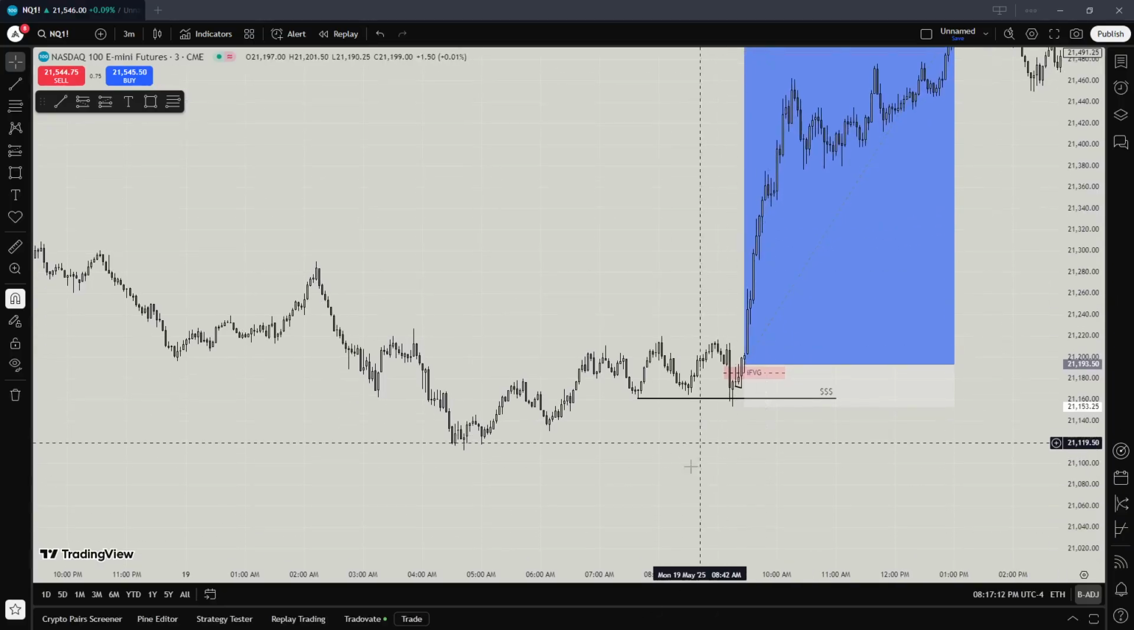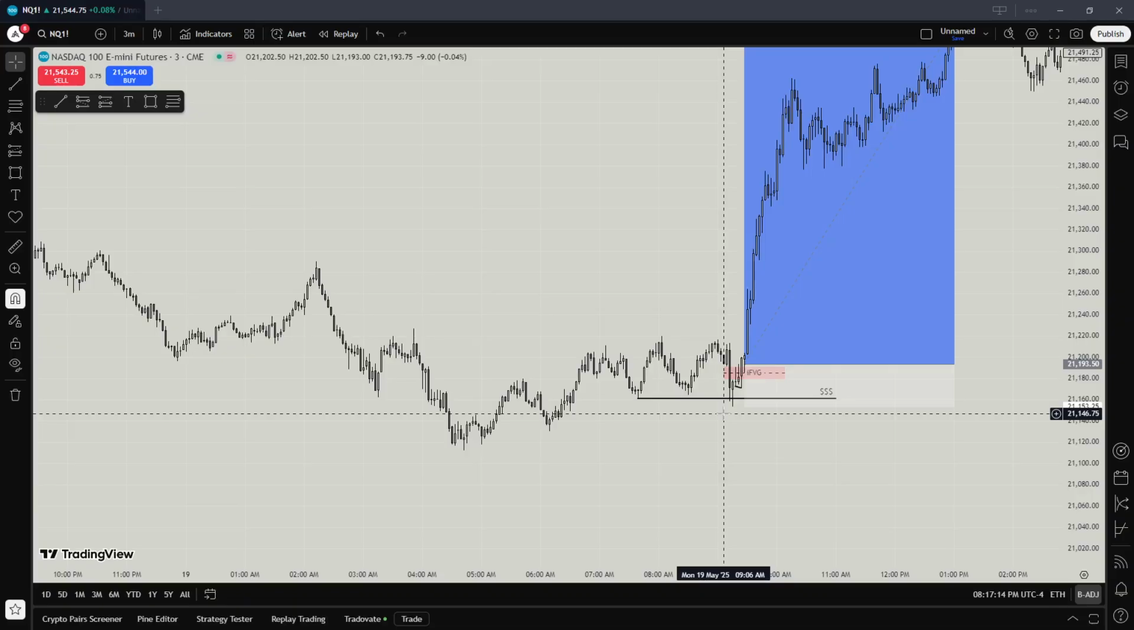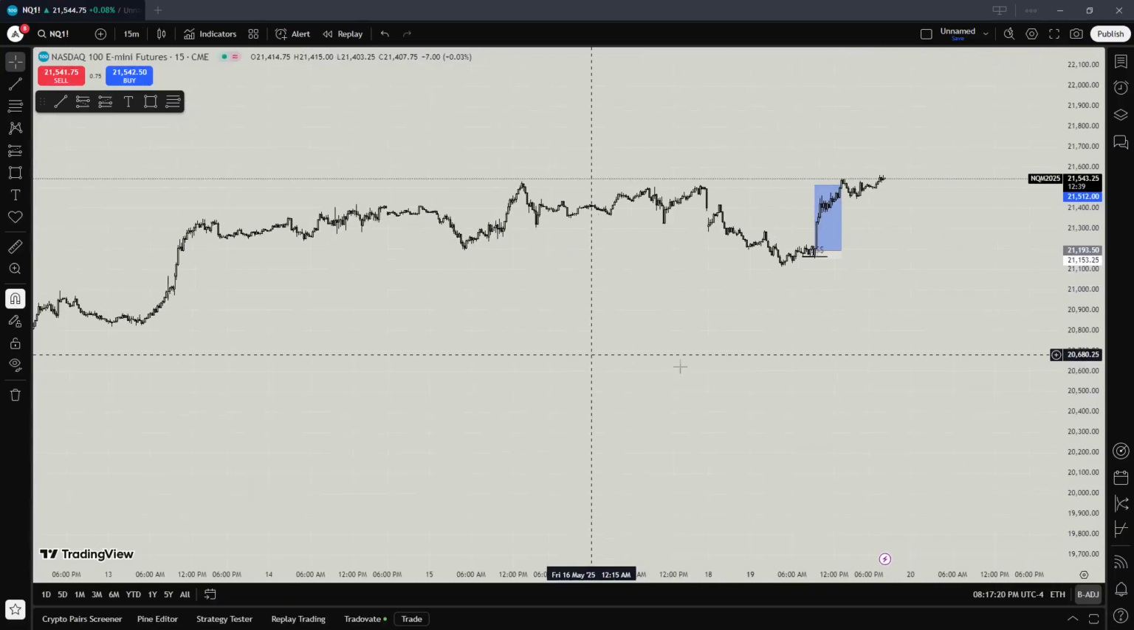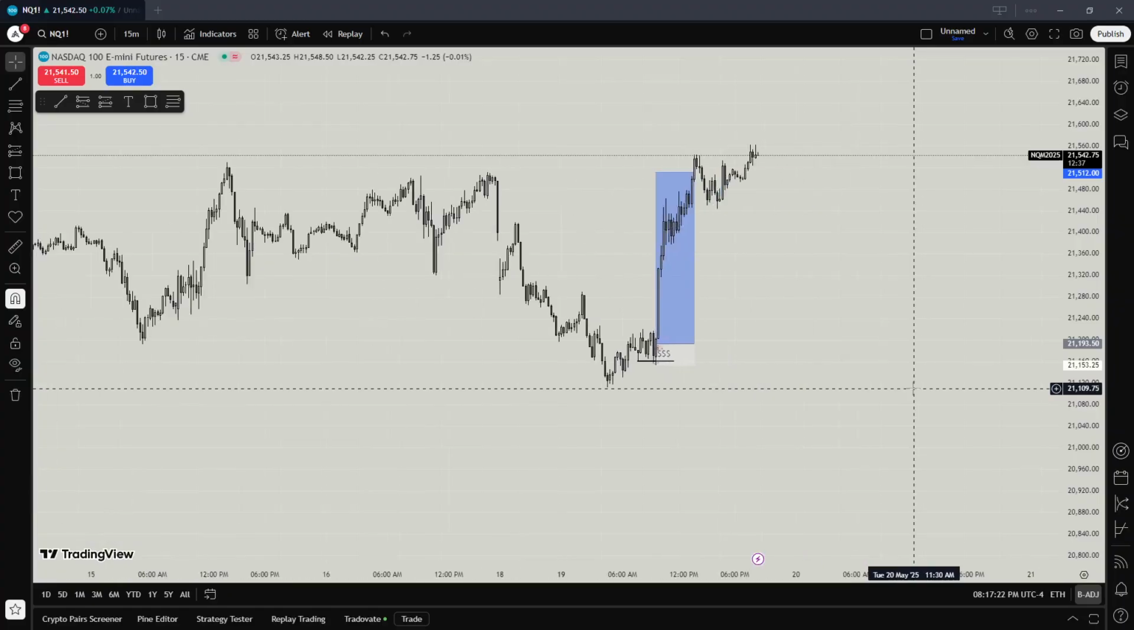Everything you need. You have a liquidity sweep. You're delivering from a high time frame PD array. You're in a market maker buy model. So let's see. Market maker buy model, obviously.